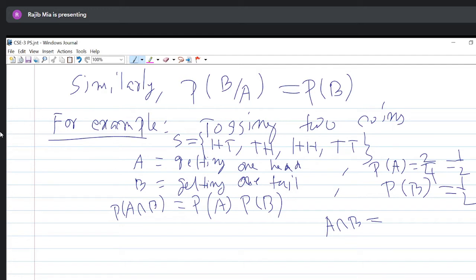Sir, might be so 1/2. Actually, you have to define this A and B, so that probability of A intersection B equals probability of A into probability of B. Can you define this? A and B an event from here.